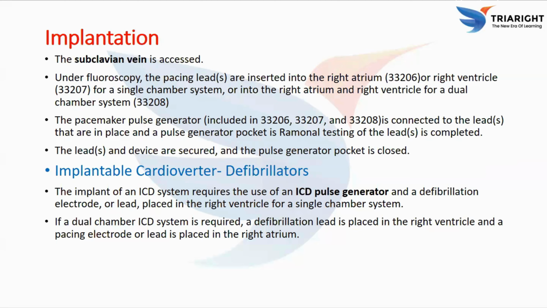Next is pulse generator connection. The pulse generator is connected to the positioned leads and is placed in the subcutaneous pocket. CPT codes 33206 to 33208 include the generator insertion, lead insertion, as well as generator pocket creation.